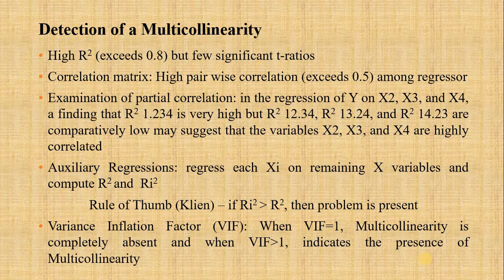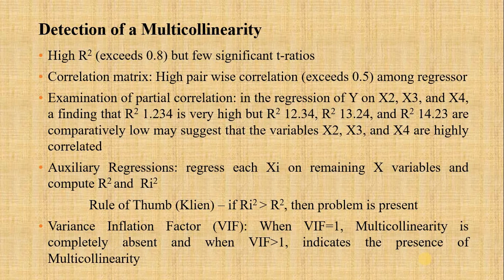Okay, wealth as a function of income, this is what is called auxiliary regression. Then if your auxiliary regression R square is greater than the actual R square, then there is a problem of multicollinearity. Then you can also check the variance inflation factor, VIF.